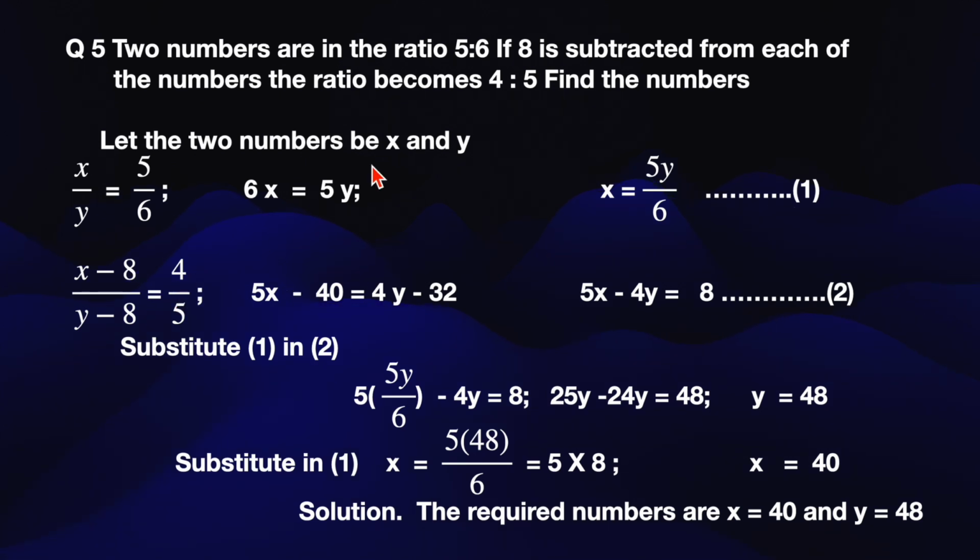Then next, if 8 is subtracted from each of the numbers, x minus 8 upon y minus 8 is equal to 4 upon 5, the ratio becomes 4:5. Cross multiply, simplify, you get this. Substitute x is equal to 5y by 6 in this and simplify, you get the value of y. Again substitute here, you get the value of x. So the numbers are 40 and 48. Important thing in problem sums is writing these equations. If you can write it carefully and properly, then easily you can find out the answer.